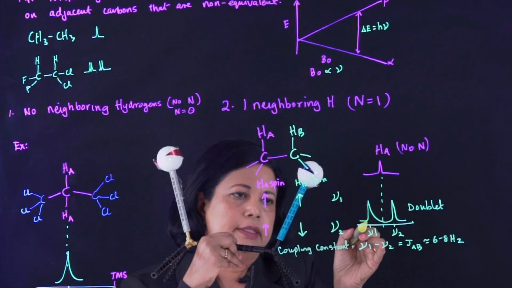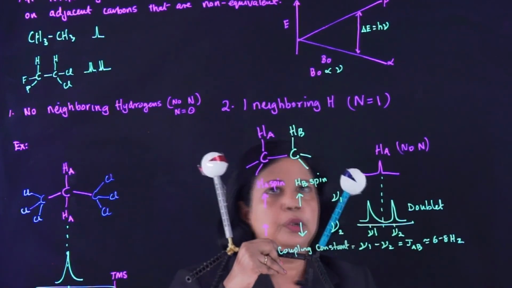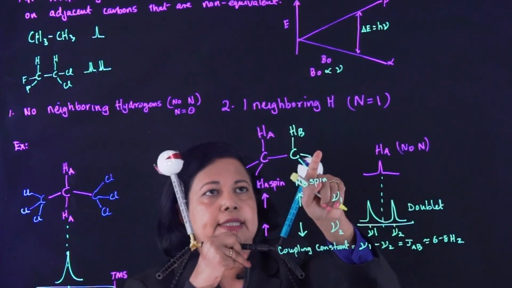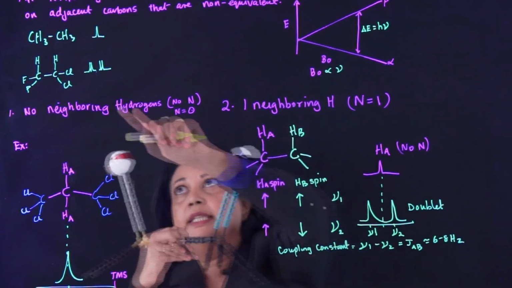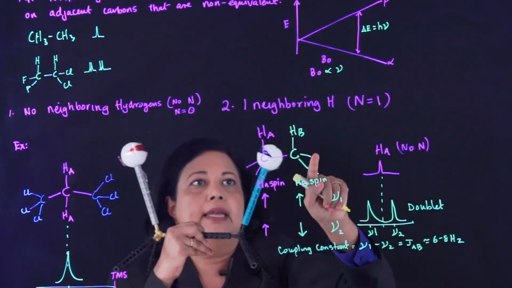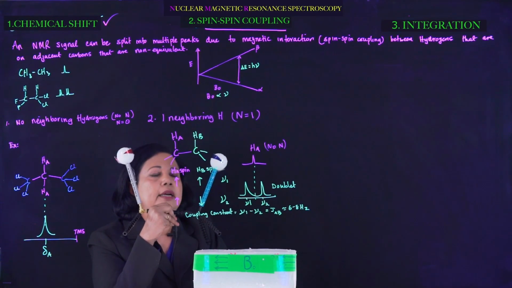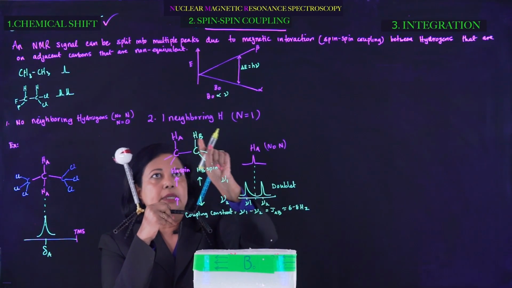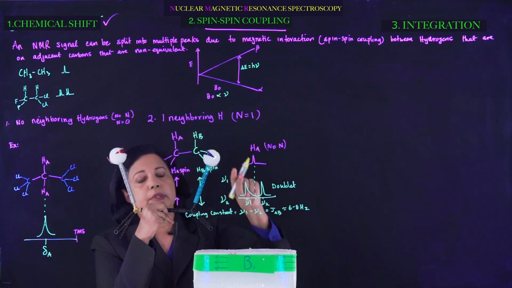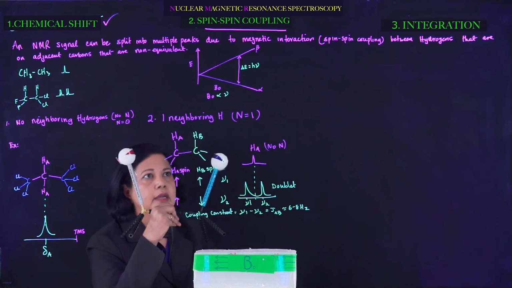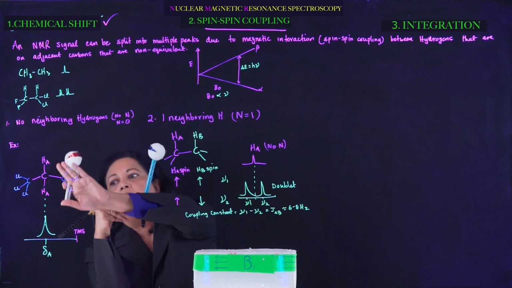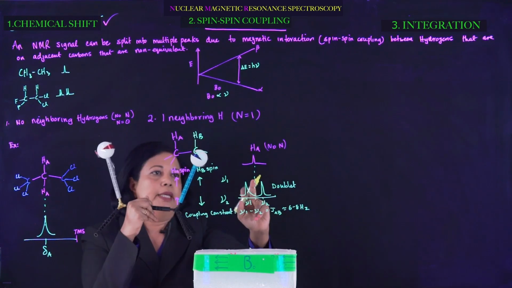For two protons in a certain environment, let's say these are halogens, let's say it's this molecule, you will see that these are going to split each other and they are going to be a doublet. So this is going to split this into a doublet, and this will split this into a doublet. But right now we are only concerned about the HA peak. So this is the peak for HA.